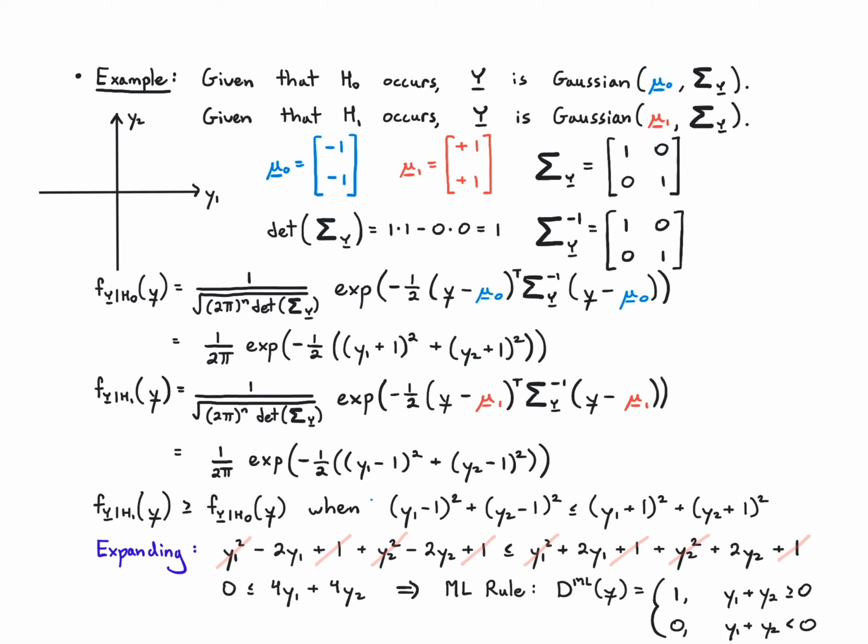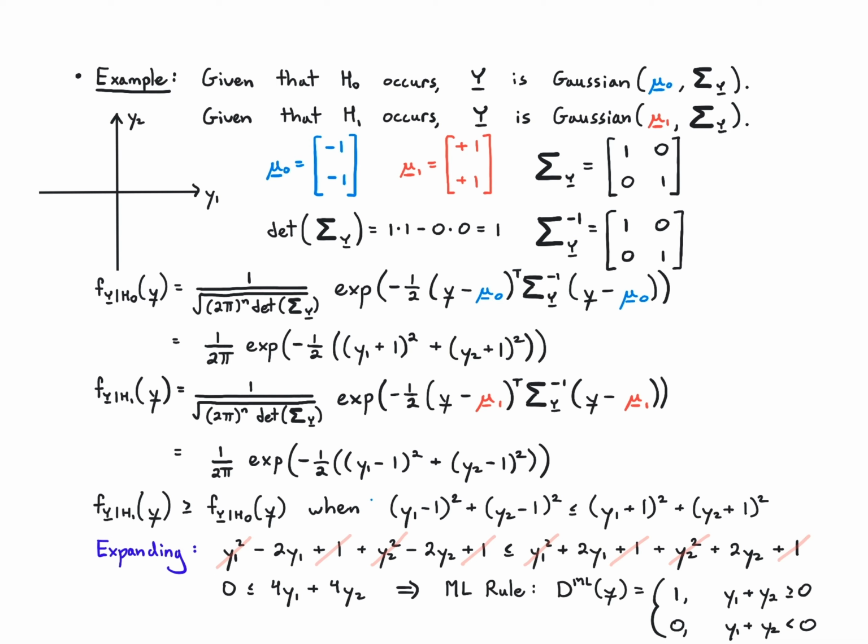Let's think about that mathematically for a second. What I'm doing is basically averaging my two coordinates, y1 and y2. And that makes sense because I'm basically seeing the same mean repeated twice, either -1 and -1, or +1 and +1. So I'm getting 2 looks at this mean in Gaussian noise. So it makes sense to average them.